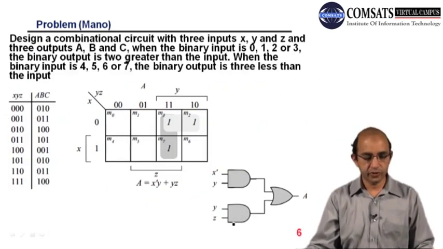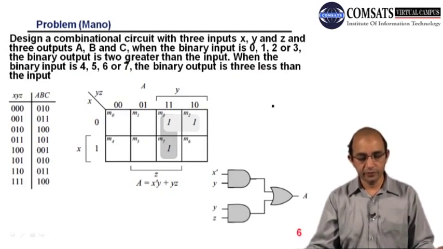So let's move to another problem. We have to design a combinational circuit with 3 inputs, X, Y and Z, and 3 outputs, A, B, C. When the binary input is 0, 1, 2 or 3, the binary output is 2 greater than the input. So we have to be very, very careful. So this is 0, so we have to add the binary output 2 greater than.